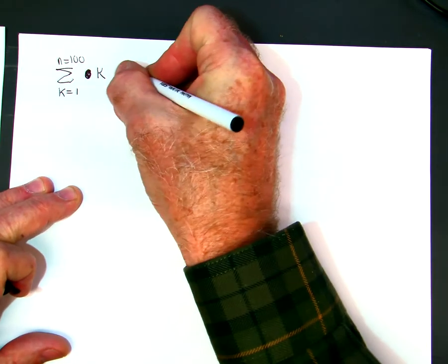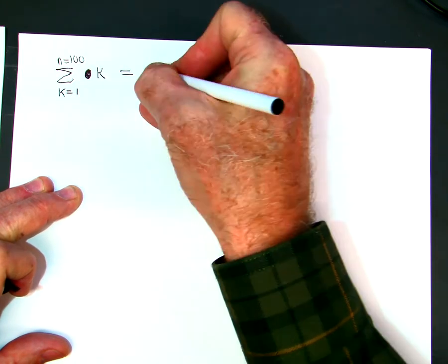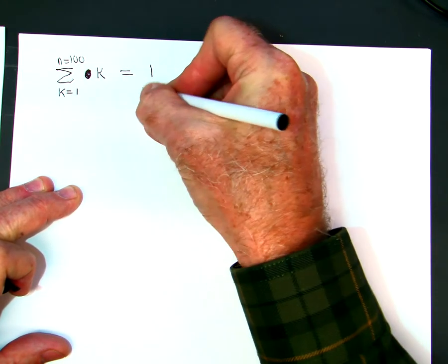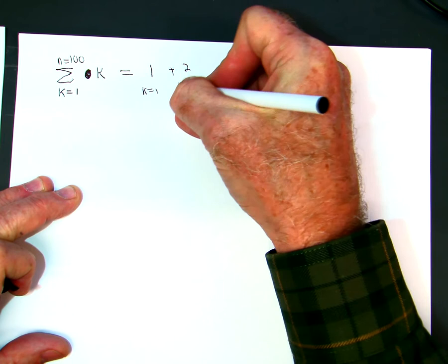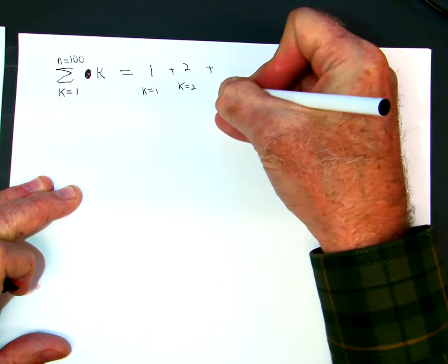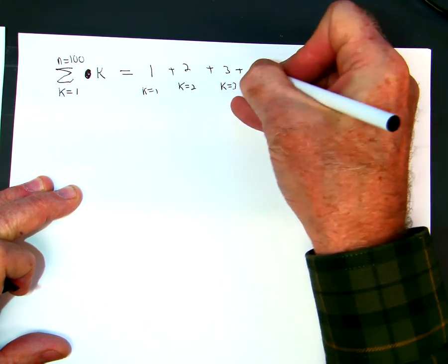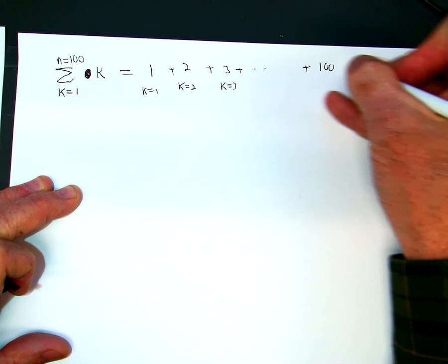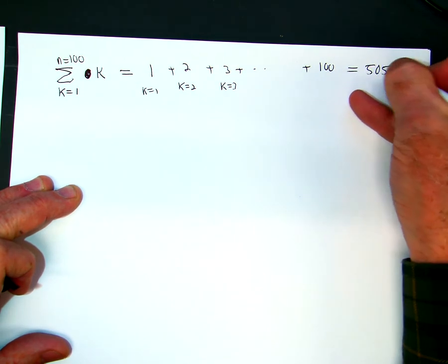But what this means is you want to add the numbers 1, k is equal to 1. Then you add 2, k is equal to 2. k is equal to 3. And you keep going and you stop at 100. Now Gauss jumped out and said, 5,050.